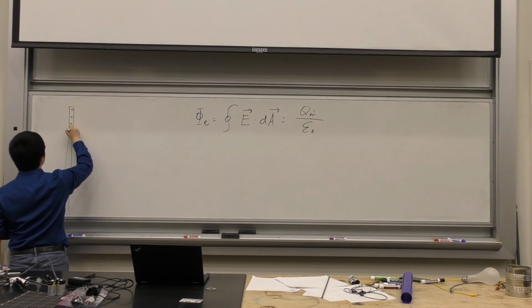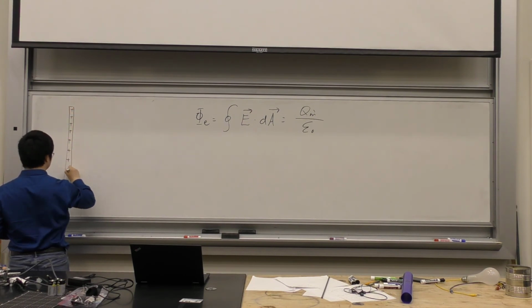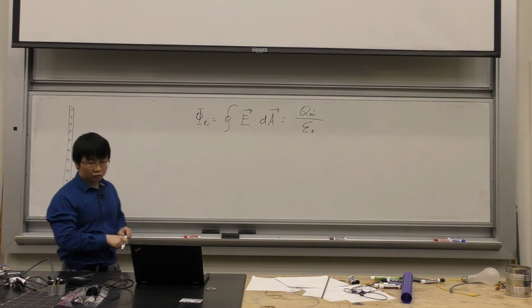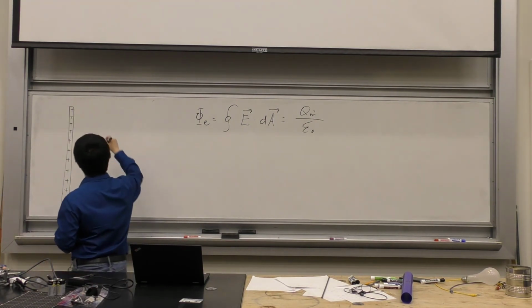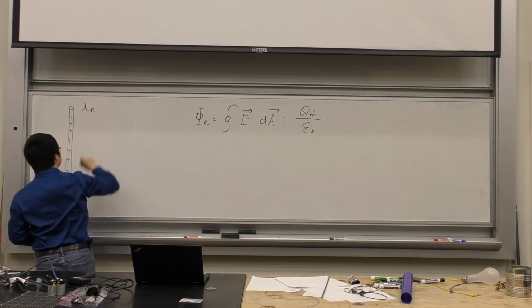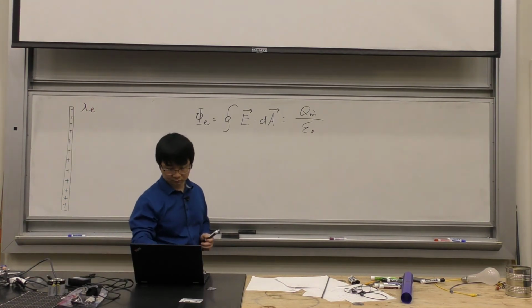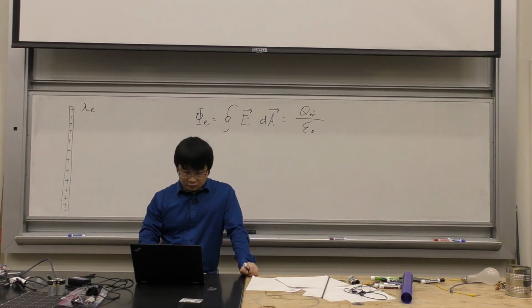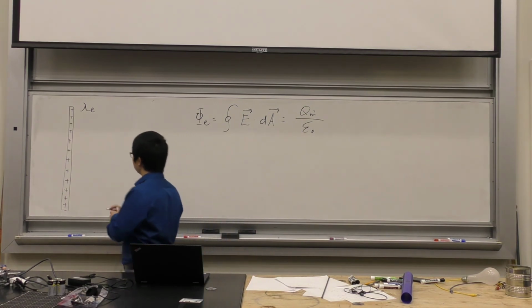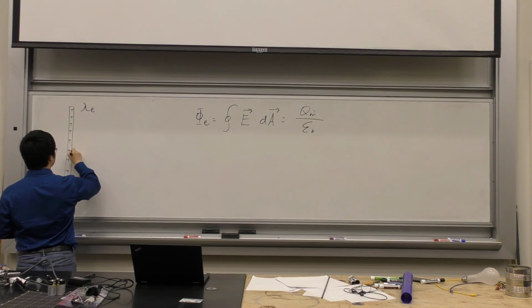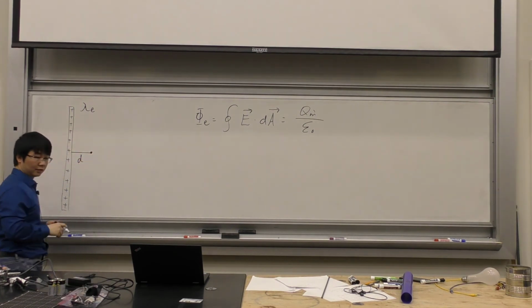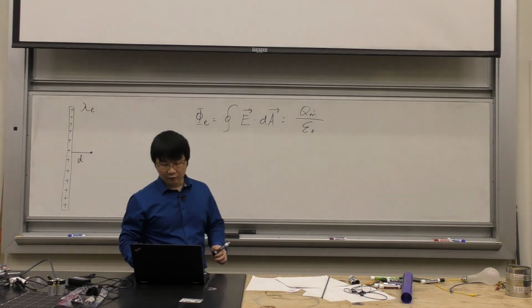Say it's positively charged. It's very, very long, so it has a linear charge density lambda E. We want to find the electric field at a distance d from the rod, like here, at this point. How do I do that?